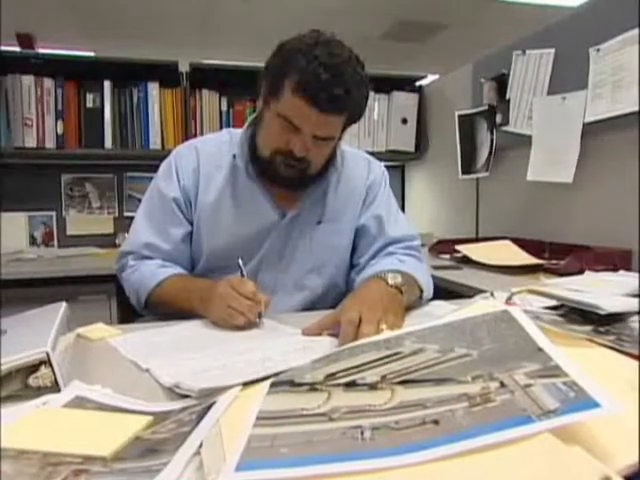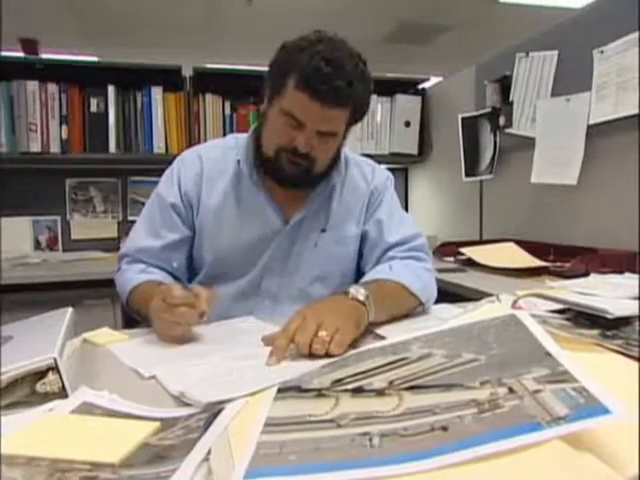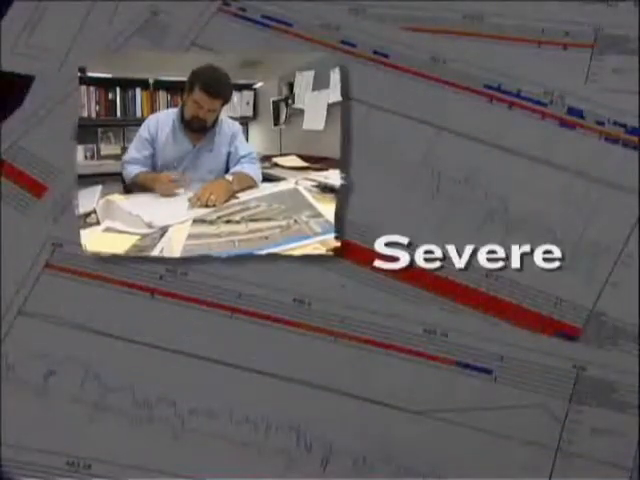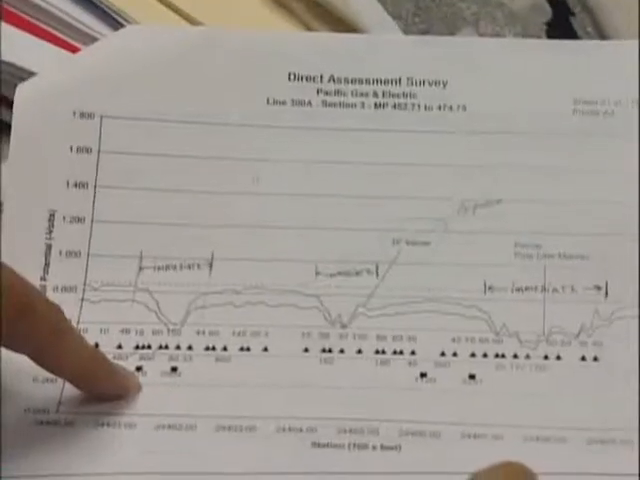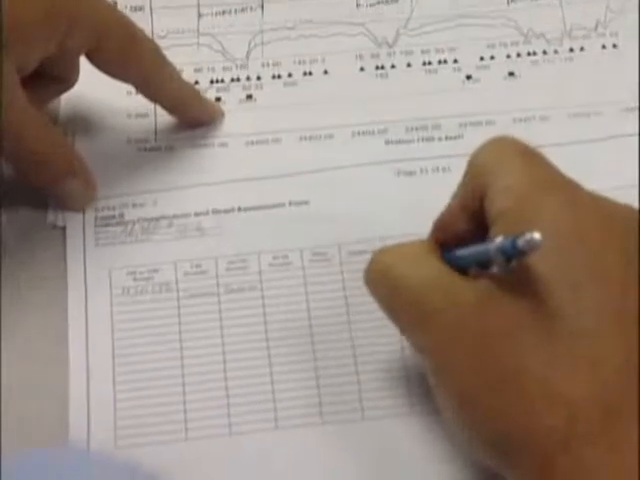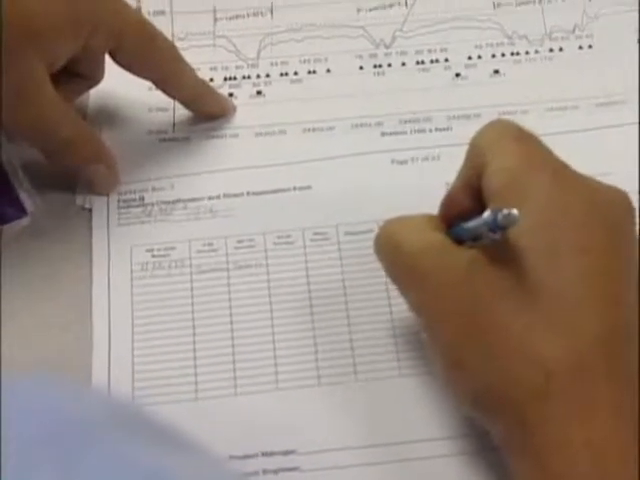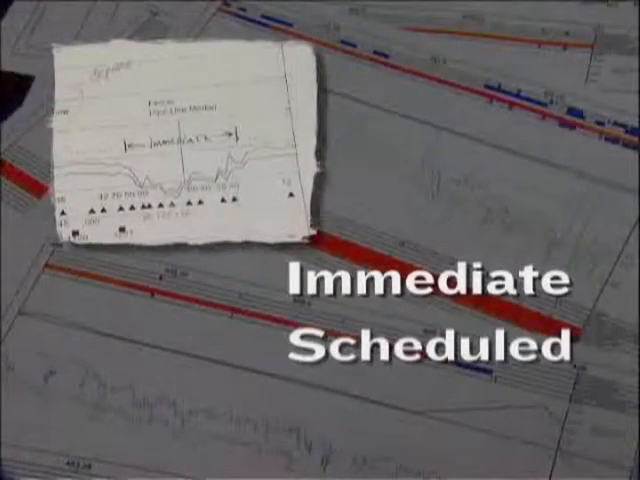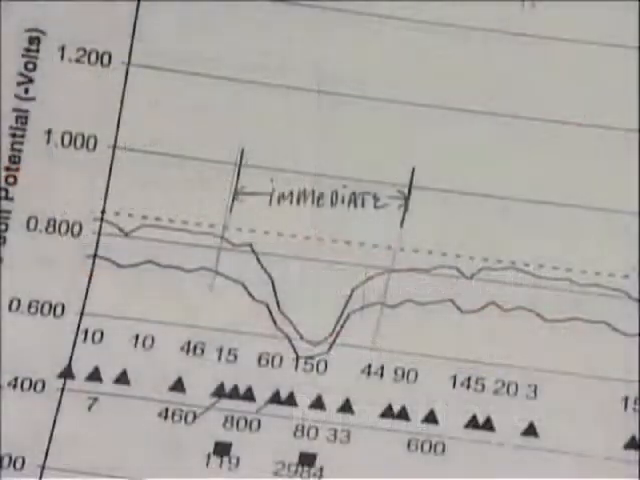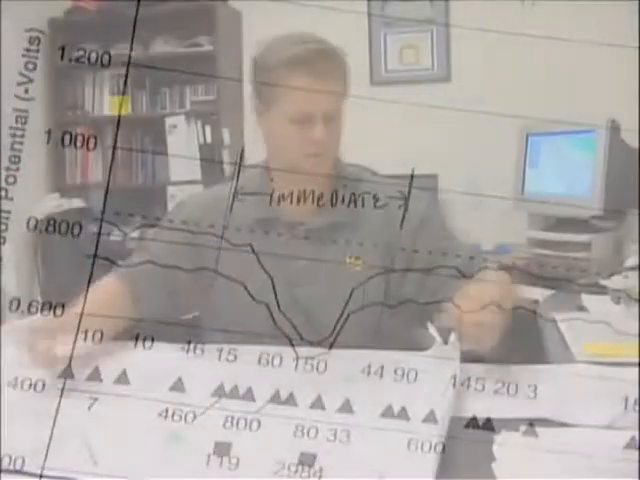Once the data is collected, potential deficiencies are classified as either a severe, moderate, or minor indication of a condition. The data is then integrated together with all the data collected, and priorities are established for direct examination. Indications are prioritized as either immediate, scheduled, or monitored. Immediate indications represent conditions where corrosion may be present. All immediate indications require direct examination.